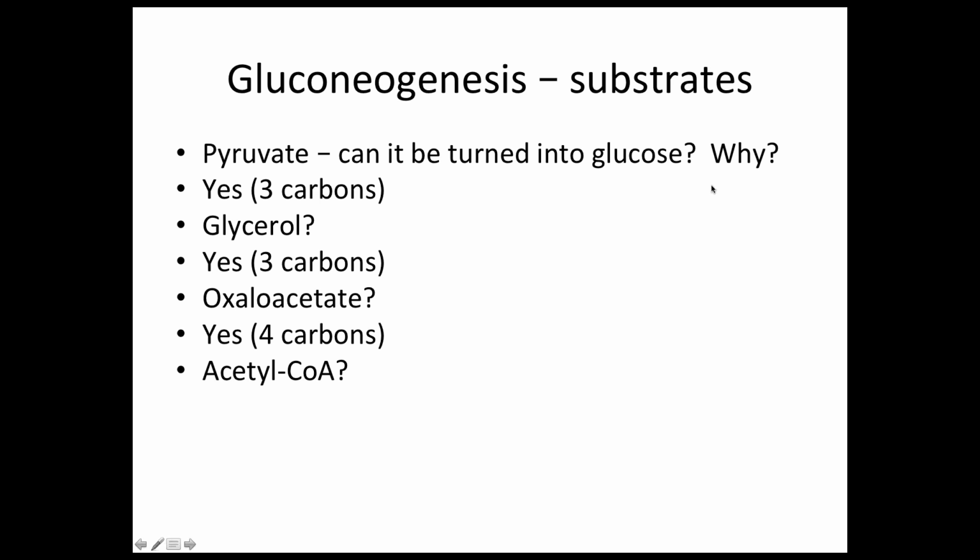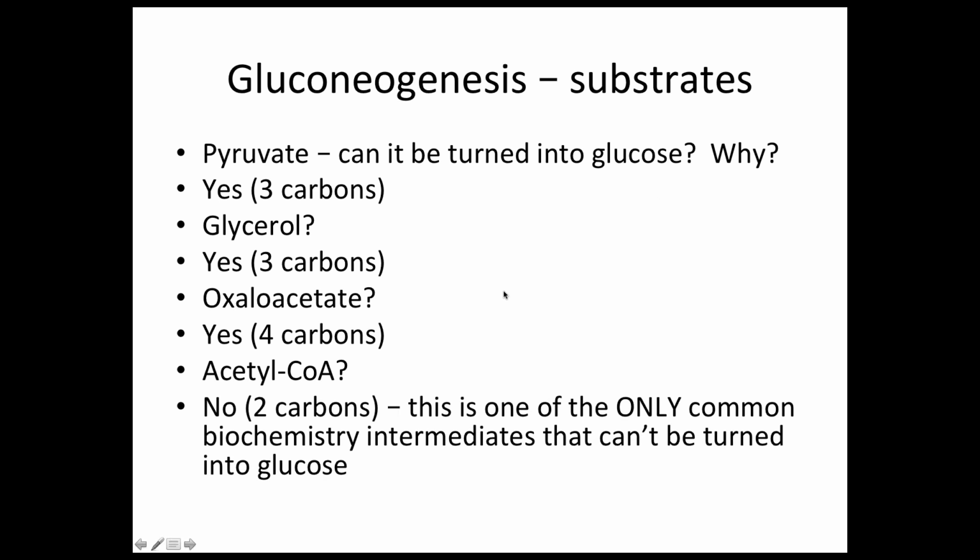You know how I said everything that's 3 carbons or more, in a very big picture sense, can be turned into glucose via gluconeogenesis. Acetyl-CoA can't, because again, it's only 2 carbons. It's really the only one. This is the most common misconception. People always think that acetyl-CoA can be turned into glucose. So the way to remember it is that it's 2 carbons, so it can't.